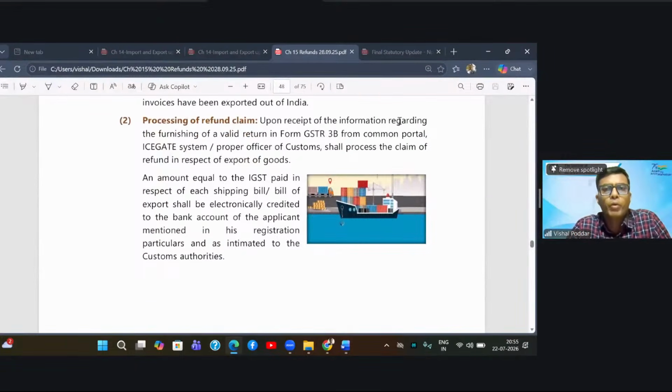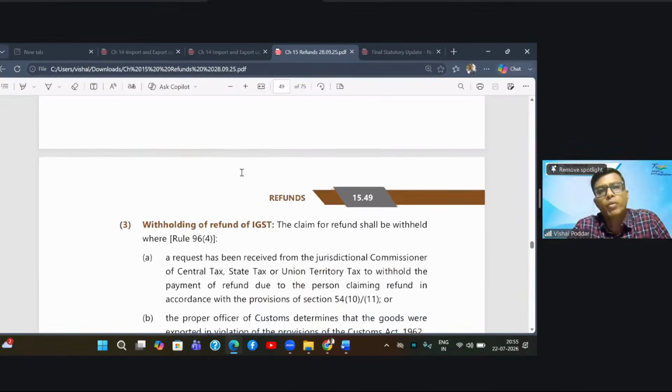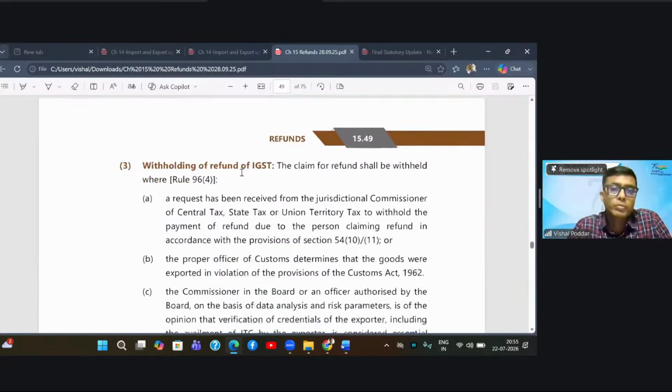Processing. Upon receipt of the information regarding the furnishing of valid returns under 3B from the common portal, the ICEGate system, the proper officer of the customs will process the refund. So here in case of tax paid exports, the proper officer of customs is the one who is processing the refund.